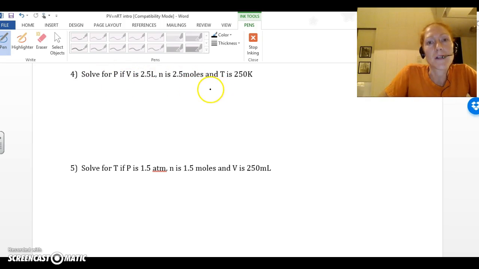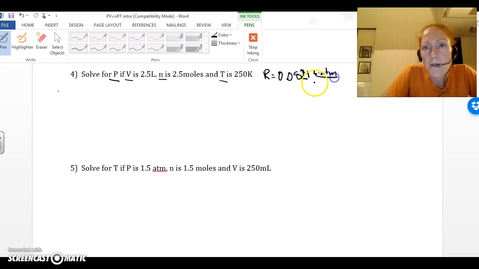This would typically be written as, what is the pressure of a gas when volume is 2.5 liters, there are 2.5 moles of gas present at 250 Kelvin. It's also weird that it's all 2's and 5's. But okay, obviously, if I'm asking for P, I have V, I have n, I have T, and we always know our gas constant is constant, 0.0821 liters times atmospheres over moles Kelvin.